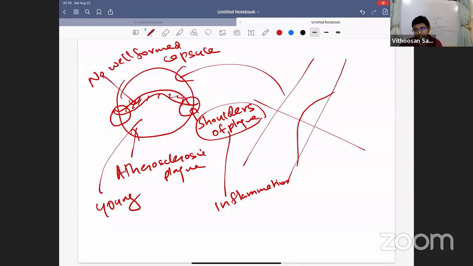No well-formed capsule. Clear? What will happen is, guys, this capsule will rupture. This is not well-formed, so this is going to rupture. When this ruptures, this is blood. This is cholesterol.